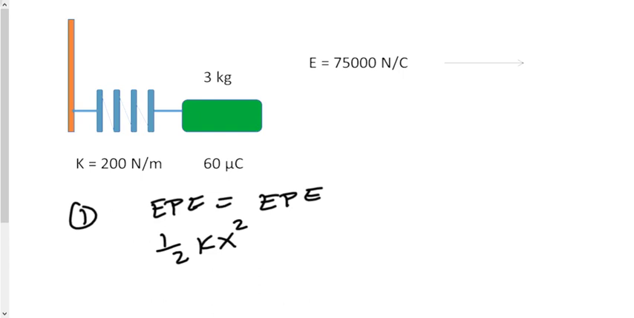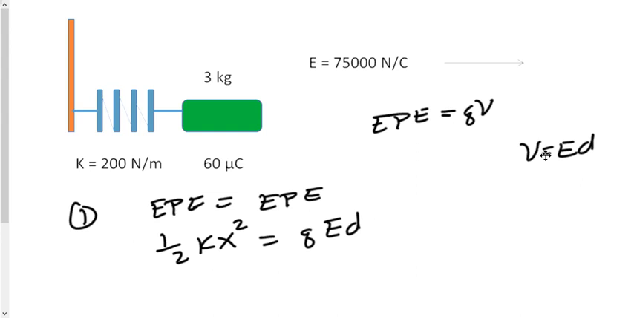And that's going to have to equal QEd, because this is a constant electric field. So the electric potential energy there is equal to QV, of course. But what's V? V is equal to Ed. So if I substitute Ed for V, I get QEd. Now in this case, d is equal to x, so I would sub in x there. And of course, one x will cross off on both sides. So we'll be left with 1/2 kx equals QE.